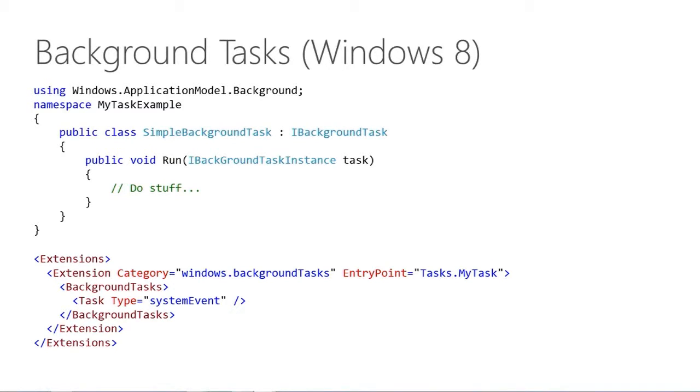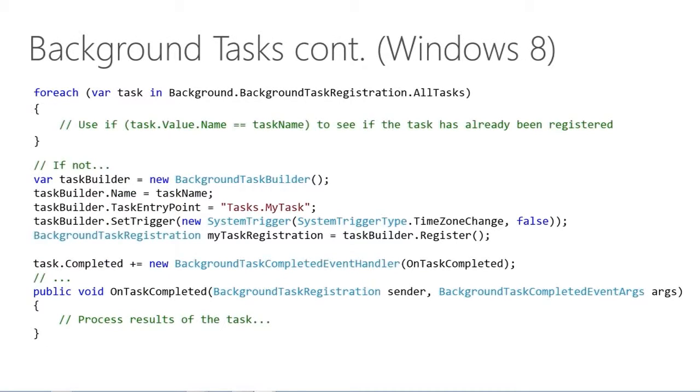So let's look at a couple of examples here. This is the Windows 8 example here where I have a simple background task that's implementing the IBackgroundTask interface. And so here, I'm overriding the Run method and I'm doing stuff. And then of course in my manifest, there's my background task there. So when that's running, you'll see here that I'm checking to see if the task has already been registered, and if it is, usually I would deregister it and then re-register my new task.